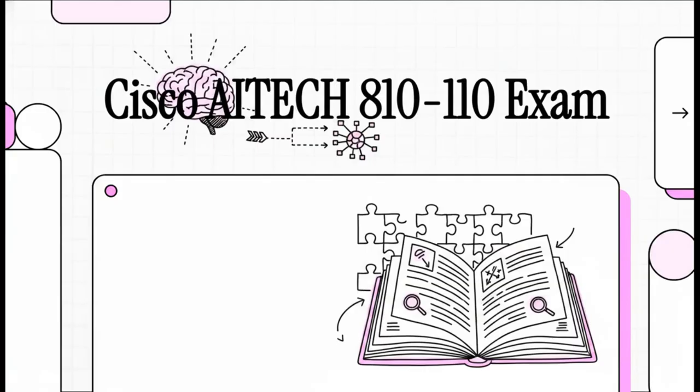Welcome to the Explainer. If you're gearing up to conquer the Cisco AI Technical Practitioner exam, you are exactly where you need to be. Today, we're taking the official exam blueprint and tearing it down piece by piece. We're not just looking at a list of topics, right? We're going to visually deconstruct this thing so you know exactly where to spend your study time. It's all about turning a massive syllabus into a highly tactical, focused game plan. Let's get right into it.